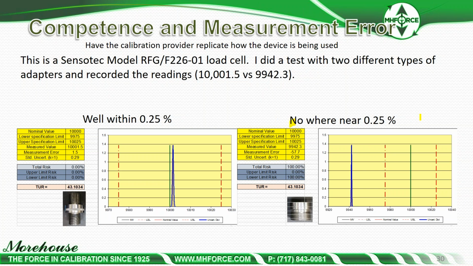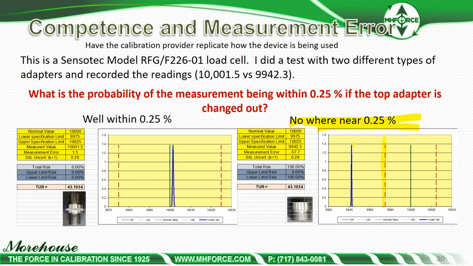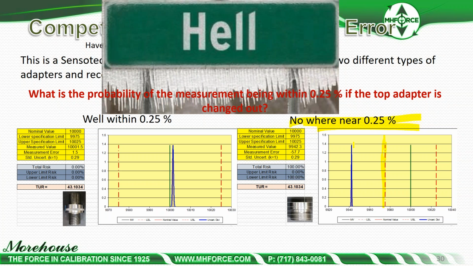If you look at this graph over here, measurement error 57.7, total risk is 100%. This is the line where they want to be right here. There's no way near. You know, I say, what is the probability of the measurement being within 1/4% if the top adapter is changed out? I think this graphic shows it all. Hopefully you get a kick out of it. Anybody looking at this, yeah, the chances are the same as when hell freezes over.